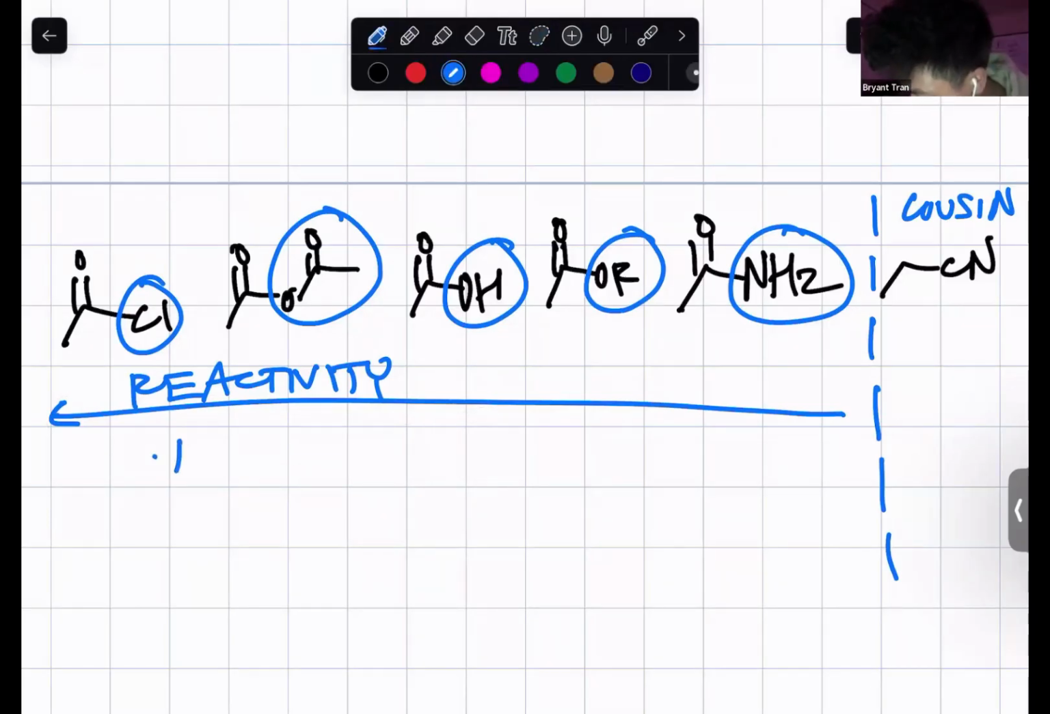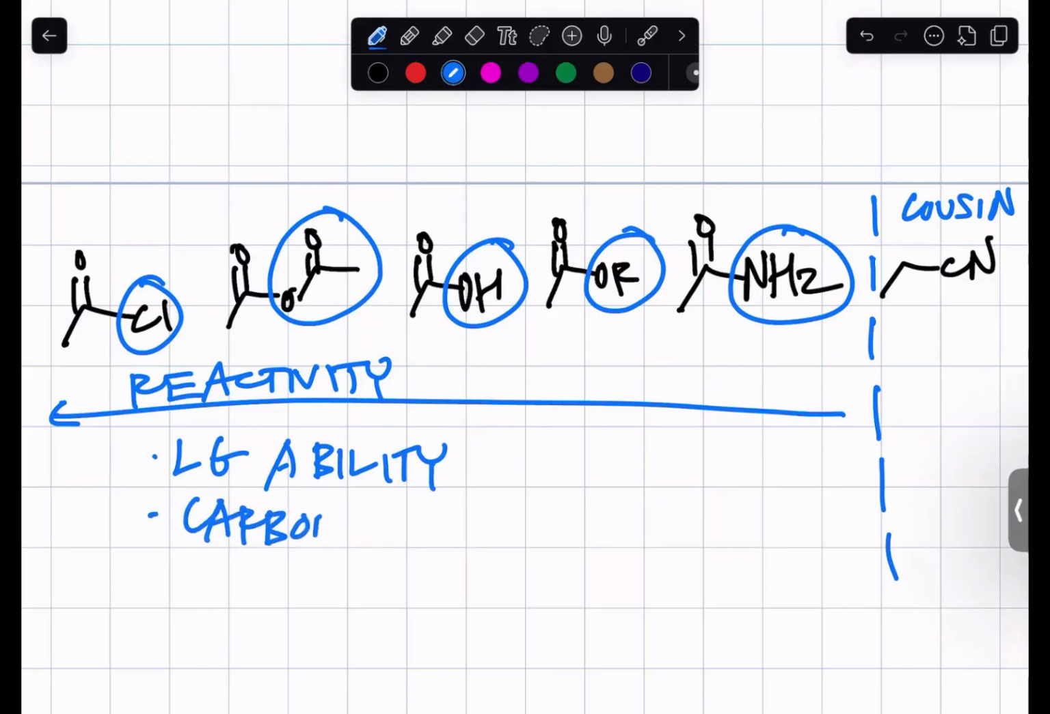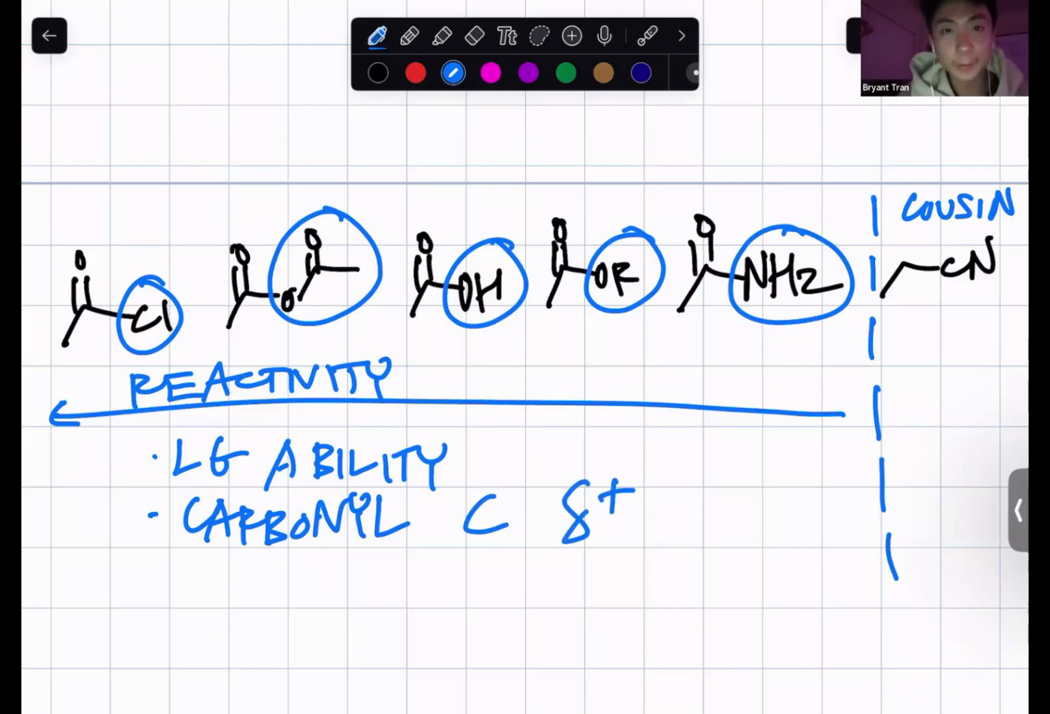And that's because of two reasons. That's because of the leaving group ability, and the other reason is going to be about the carbonyl carbon. I think we went over this already. Oh, sorry, my Wi-Fi's probably slow, but yeah, I think this was kind of what we went over about the reactivity, and then we went a little bit over the naming, and that's about it.